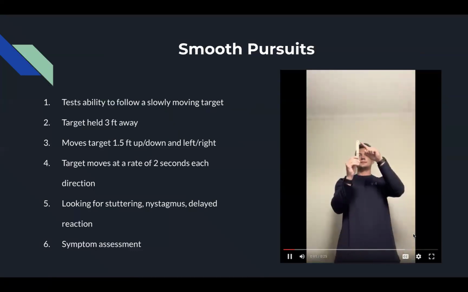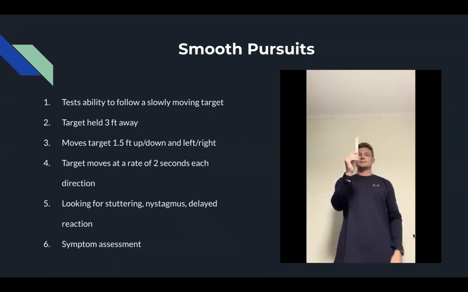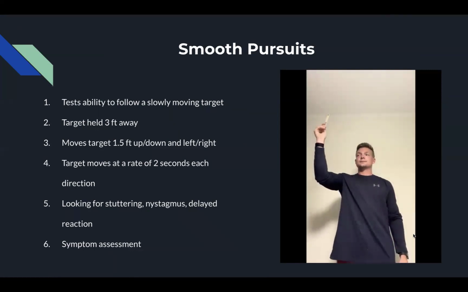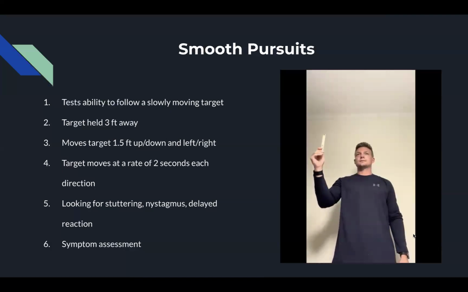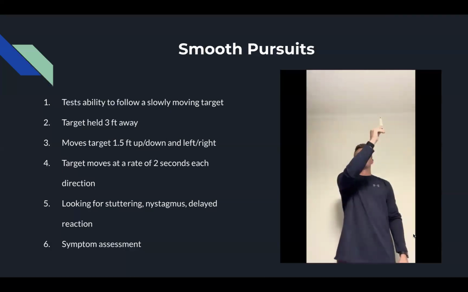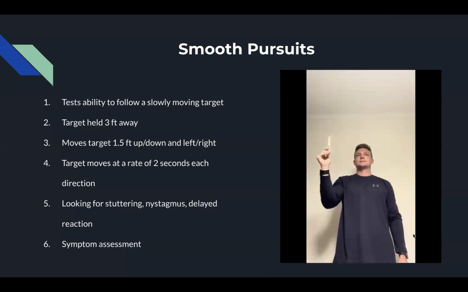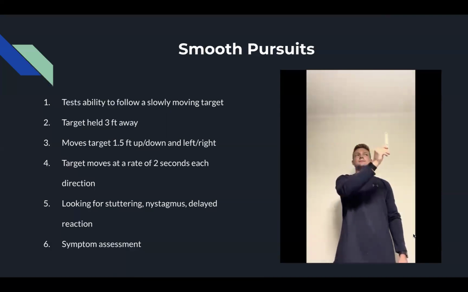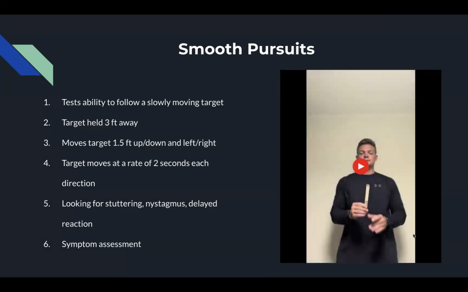As you can see in the video, you'll instruct the patient to follow the target. Now, the target can draw either an X shape or an H shape, as you can see in the video. Going up and down and across, you'll complete 2 repetitions, looking for that stuttering, that nystagmus, or that delayed reaction in the eyes. You'll come back to center, and that completes the test.